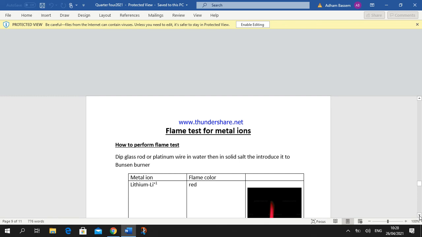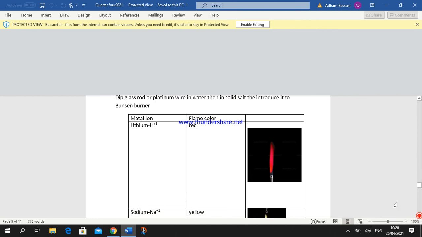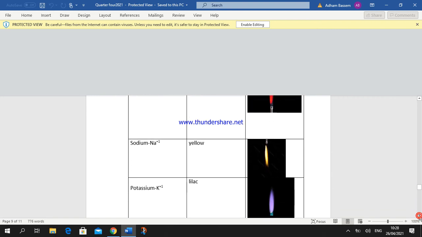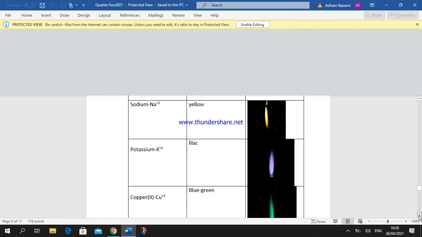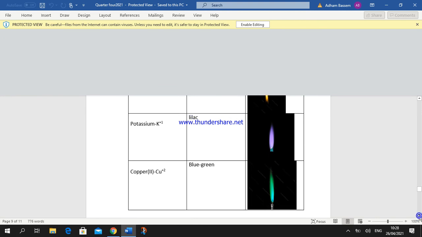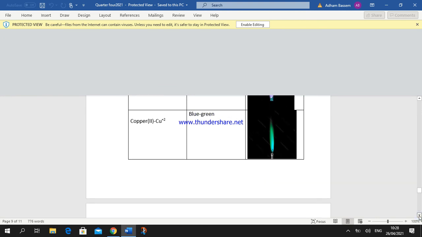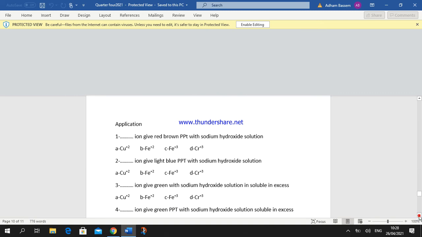Look at the table. Lithium metal ion produces a red flame, while sodium metal ion produces a yellow flame, potassium metal ion produces a lilac flame, while copper metal ion produces a blue-green flame.